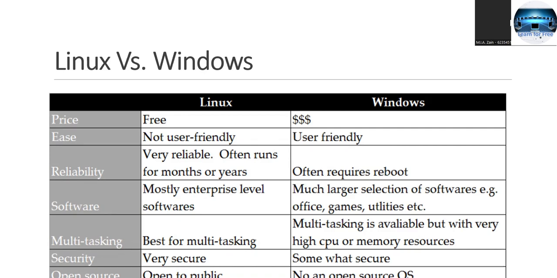Reliability wise, Linux is very reliable compared to Windows. If you take Windows, it often requires a reboot. But if you see Linux, it will run for a year. You don't need to reboot the Linux operating system. Then software, almost all software like applications are free in Linux distributions. But in Windows, Microsoft Office or games or other things, you have to pay for those.